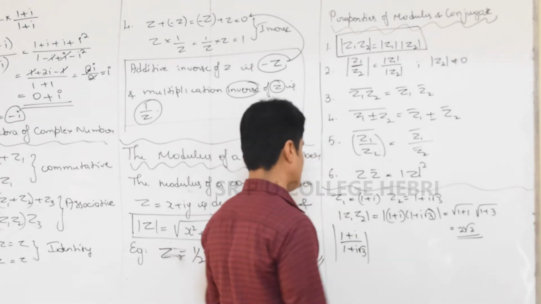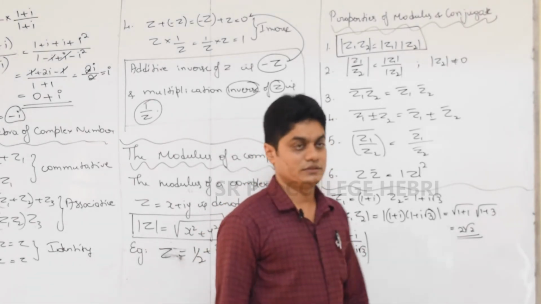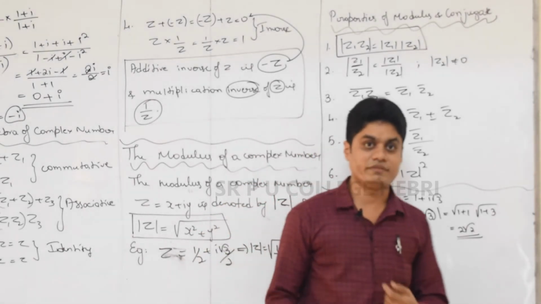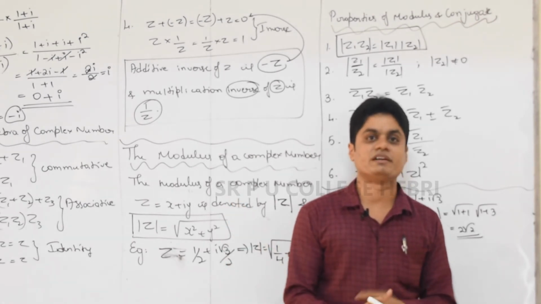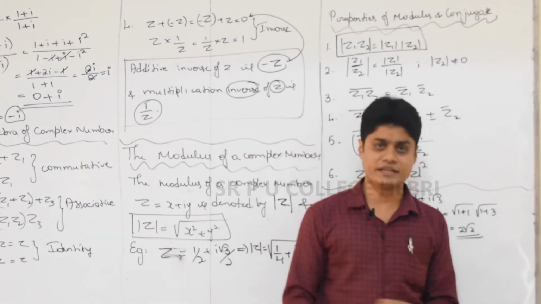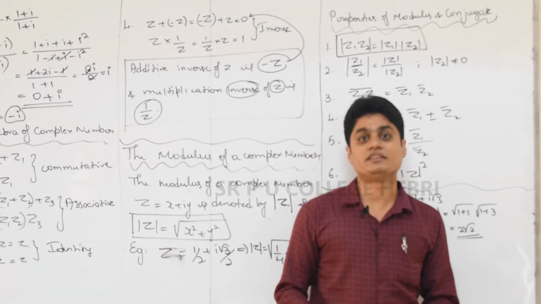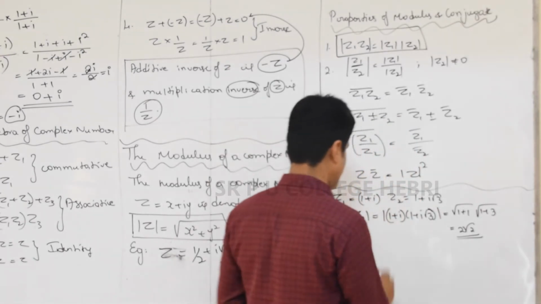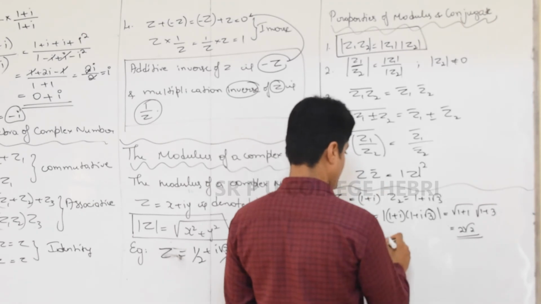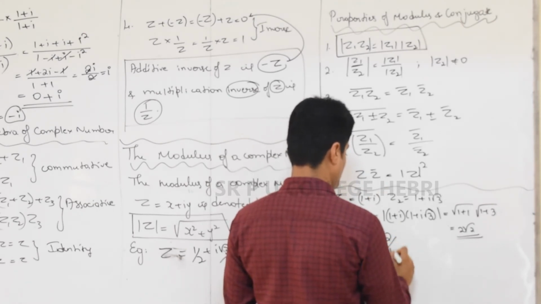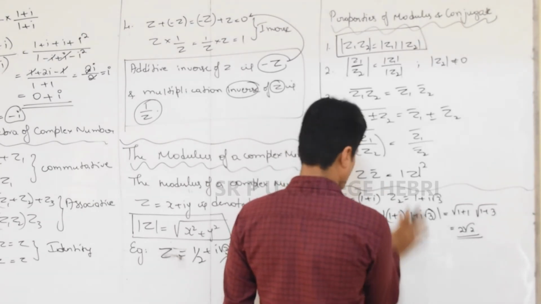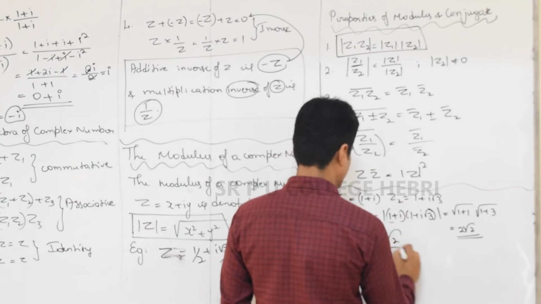Mod of (1 plus i) by (1 plus i root 3). Suppose you don't know this property, then you have to divide by multiplying and dividing by the conjugate, then simplify, rearrange, convert into a plus ib form, and then you can get the modulus. But without doing any division, according to this definition, the answer is root 2 by 2.